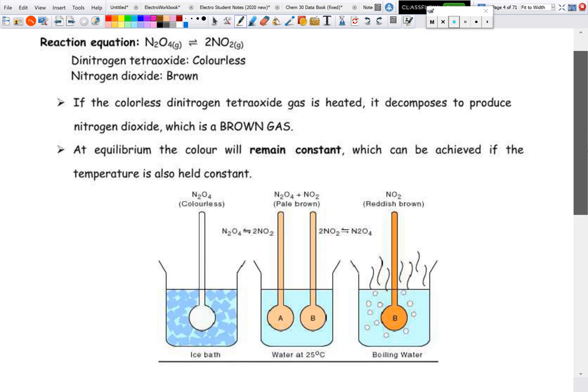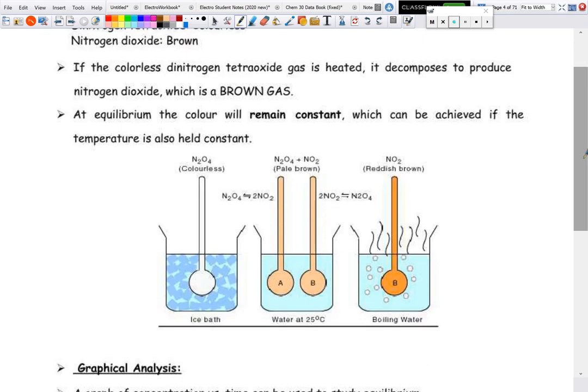So for example, if we have the dinitrogen tetroxide in an ice bath, it's just going to stay colorless. Now as the ice starts to melt and we start to heat it up a little bit, we'll notice a pale brown color being formed. And of course, if we put it in boiling water where the temperature stays the same, we will get this brown gas being formed. And then of course you can adjust the colors based on the temperature. So this is why for equilibrium we need to have a constant temperature.